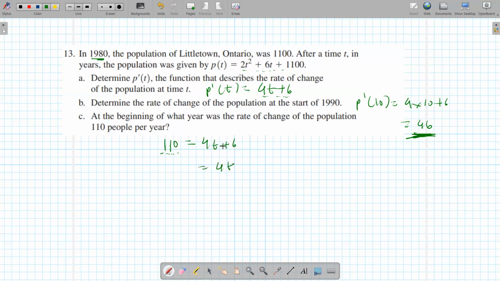You do this, you get 4t equals 104. And t will be what? 26. There you go. So after 26 years from 1980, that means in 2006, the rate of change will be 110 people per year.